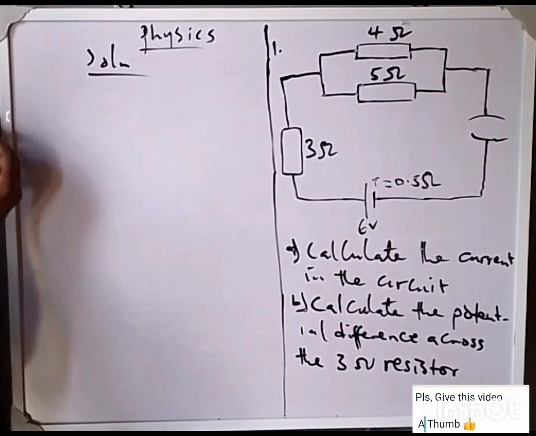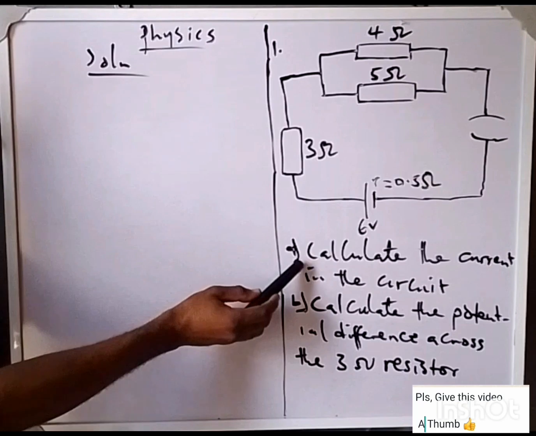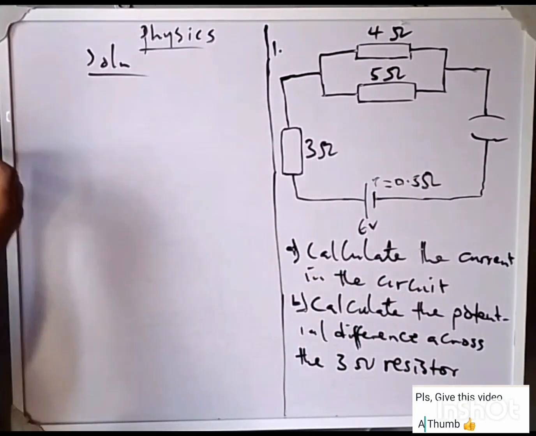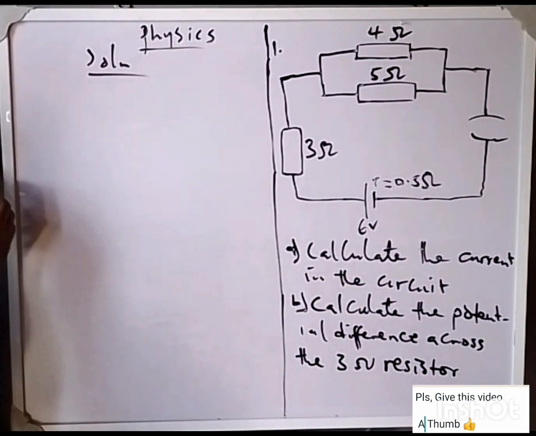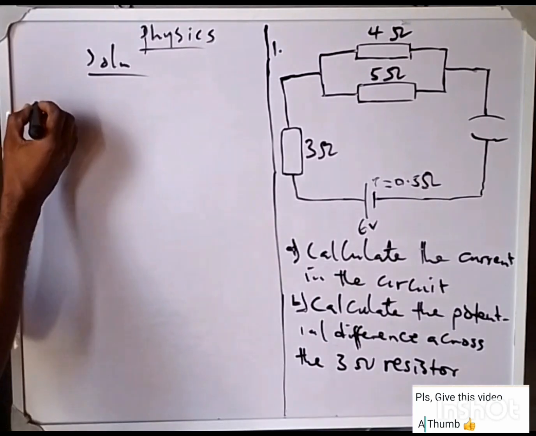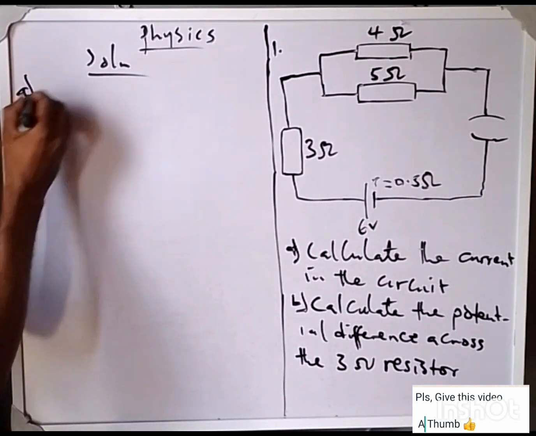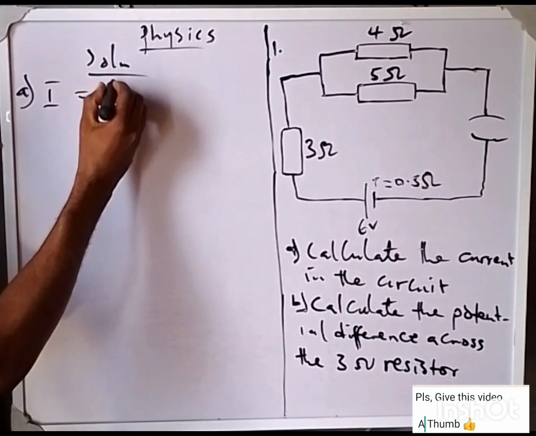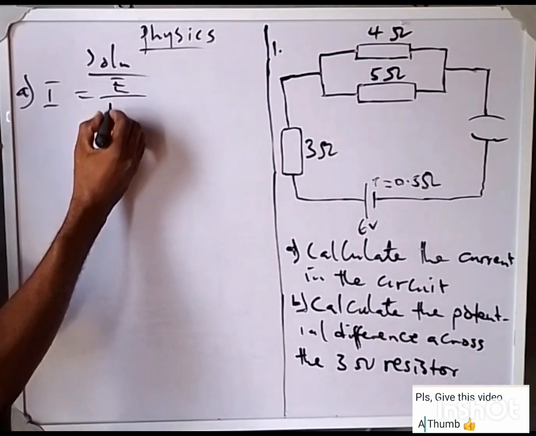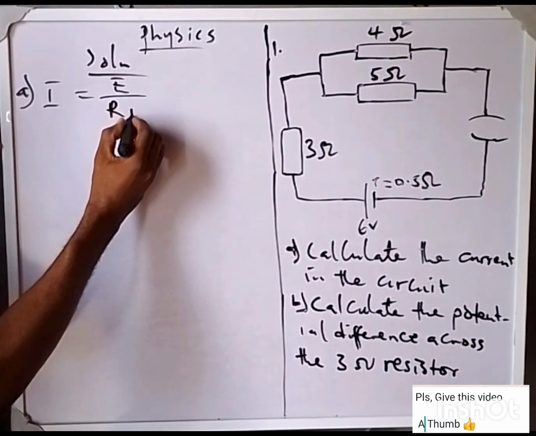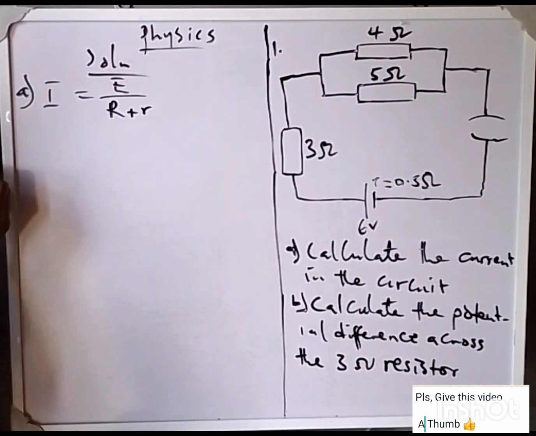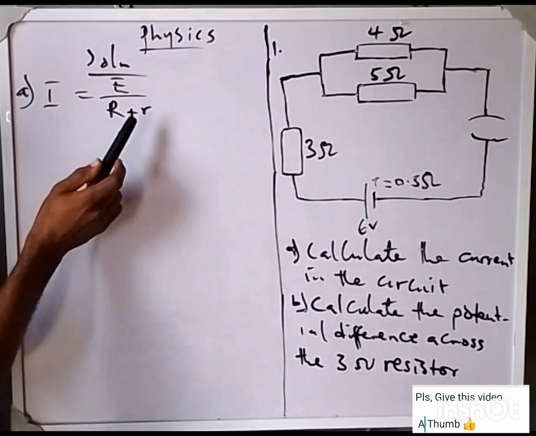So for us to answer the first question, which says calculate the current in the circuit, what you need to do is, for you to find the current in the circuit, you are going to be using the formula: current is equal to electromotive force divided by R plus r. So we are going to be using this formula to find the current.